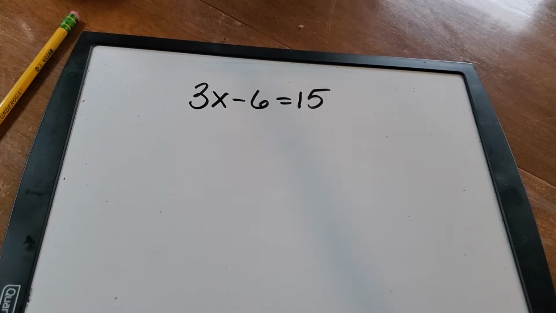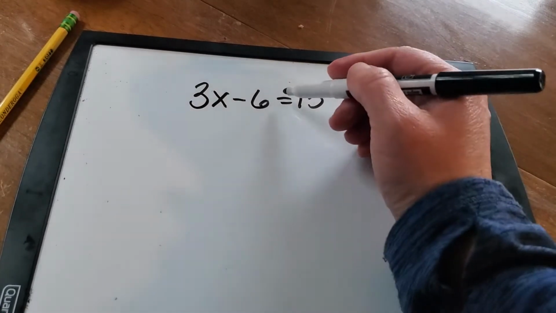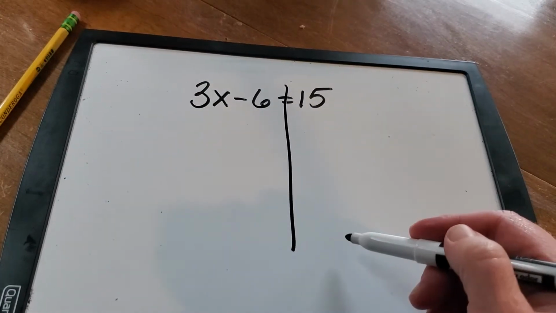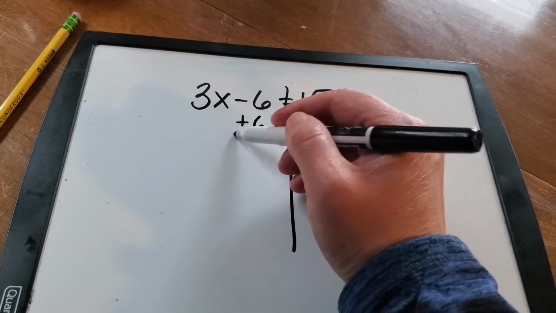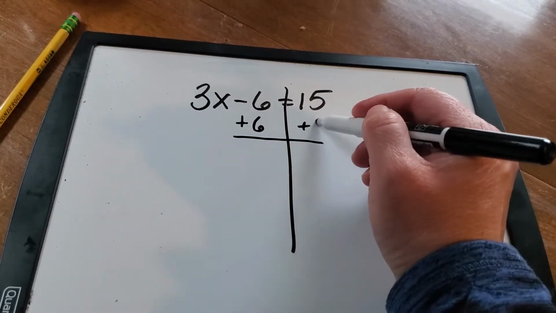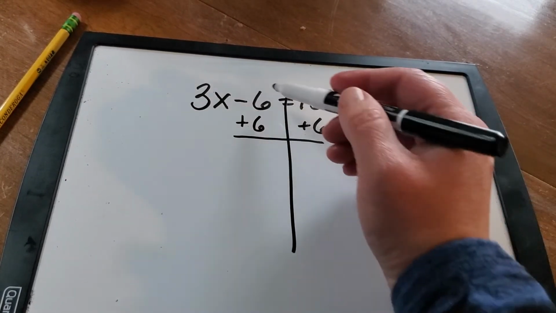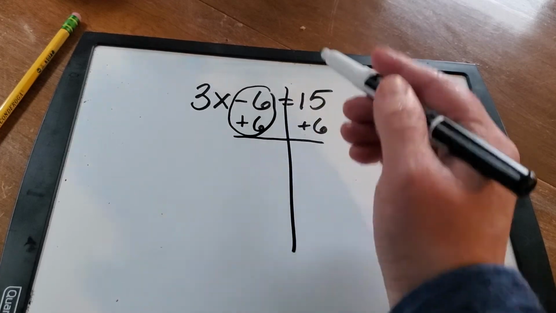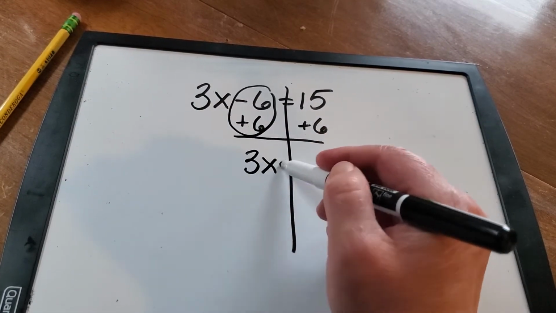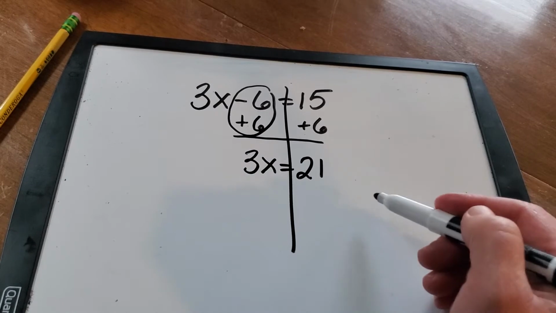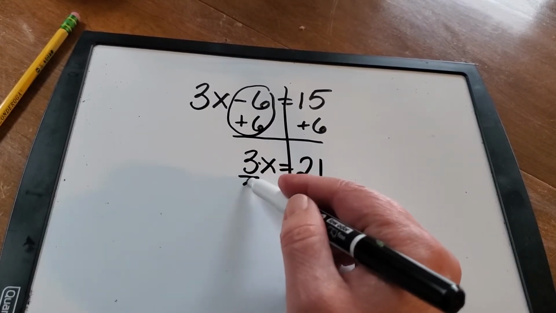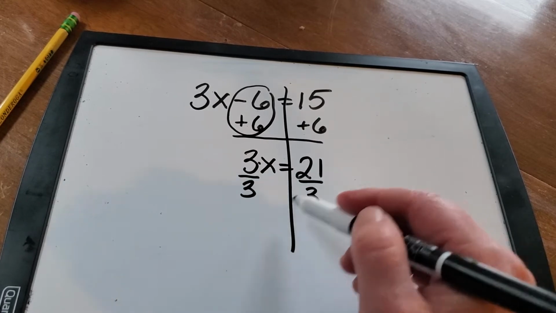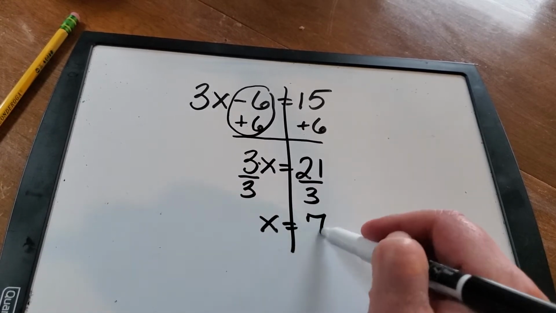Remember, if you have an equation like 3x minus 6 equals 15, you can put your line at the equal sign. The idea is to get the x alone by using inverse operations. So I'm going to get rid of the minus 6 by adding 6 to both sides. That will cancel that out on that side, and we're going to end up with 3x equals 21. Then to get rid of the 3 that's being multiplied, I'm going to divide both sides by 3, and I'm going to get x equals 7.